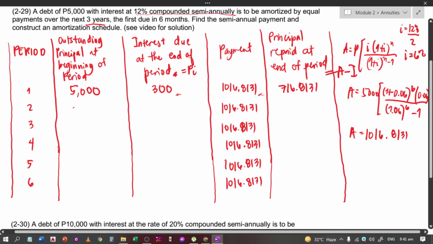Babalik tayo dito. So, outstanding principal at beginning of the period. So, since nakabayad ka na nga, di ba, nakabayad ka na ng first payment, magkano na lang yung matitira, magkano na lang yung utang mo. So, to get that, ito yung outstanding principal at the beginning of the period minus principal repaid at the end of the period. So, 5,000 minus 716.8131. So, 4,283.1869.